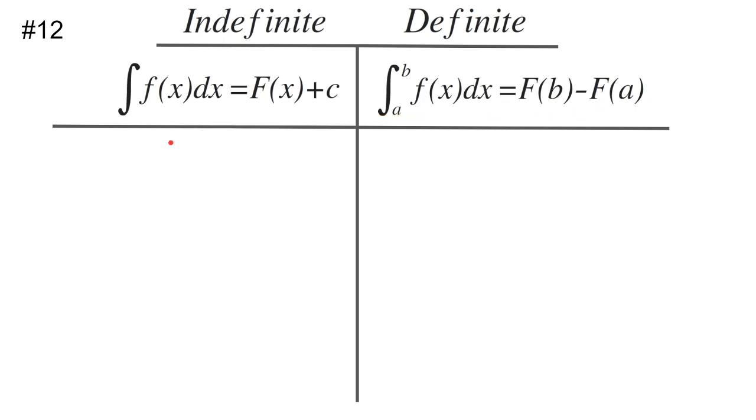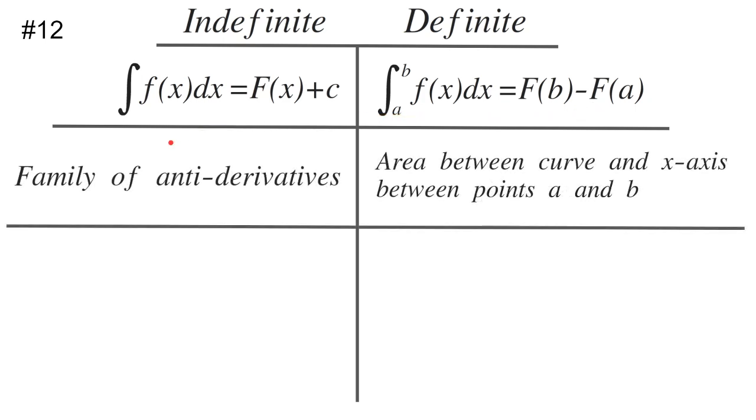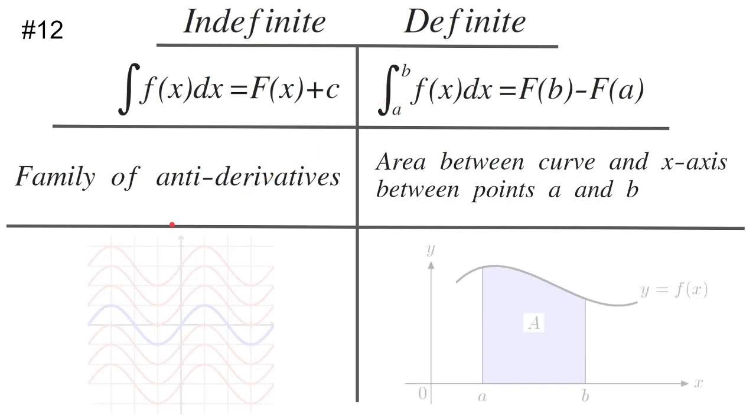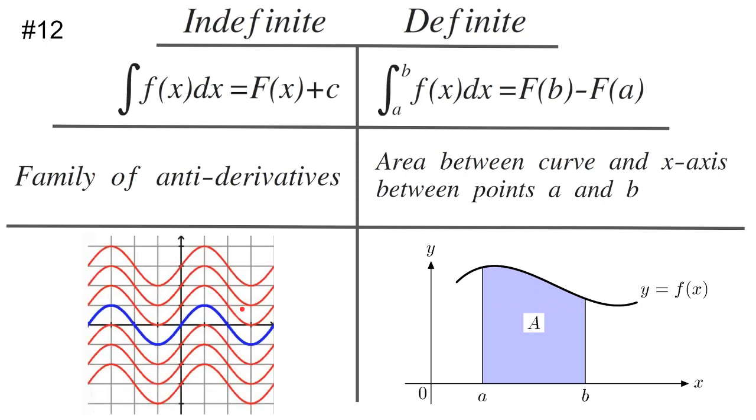So a definition for both of these: an indefinite integral is defined as a family of antiderivatives, whereas a definite integral is defined as the area between the curve and the x-axis between points A and B being the upper and lower bounds. So to see what this looks like graphically, this is what an indefinite integral is.